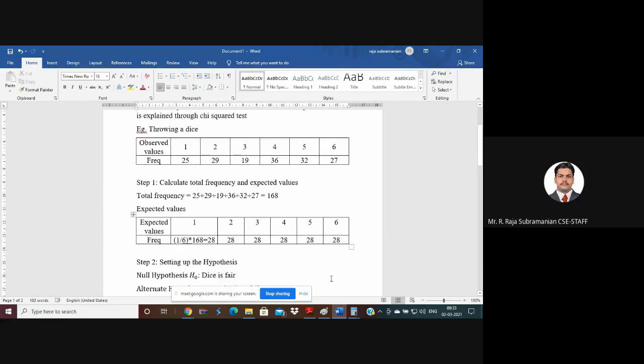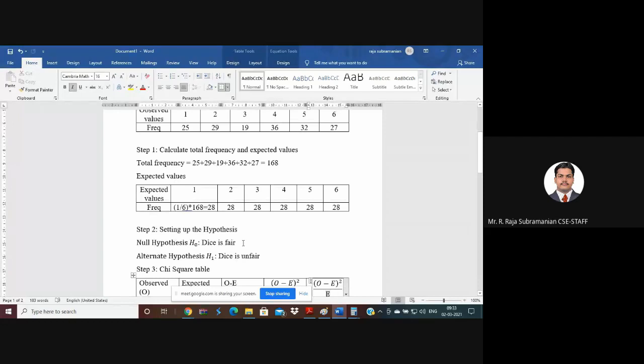Yes. Shall I move to step 2? Yes, sir. In step 2, I test a hypothesis: I check whether the dice is fair or unfair. Usually the hypothesis is given in the question, or you can set it. Mostly it will be given in the question, and you need to prove whether the hypothesis is true or not. H0 says that the dice is fair, which means you accept the hypothesis, in the sense that the deviation between observed and expected values is not greater than the critical value. And H1 is the alternate hypothesis, which says that the dice is unfair.